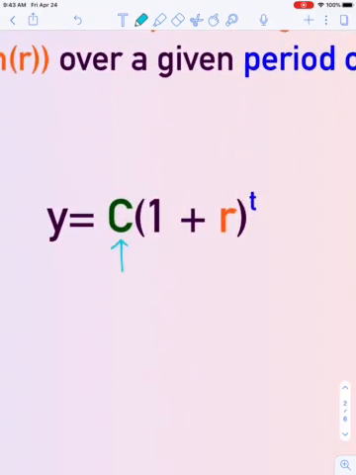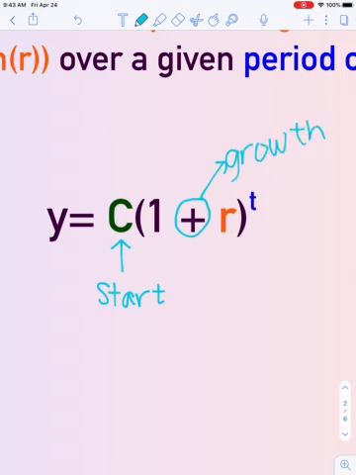In this formula, this C value is your initial amount, so however much you start with. That's how much you start with. The 1 is always there. This addition sign is because it is growth. On Wednesday, we're going to do exponential decay when it's going down, so that'll change. But the addition sign is because it is growing.